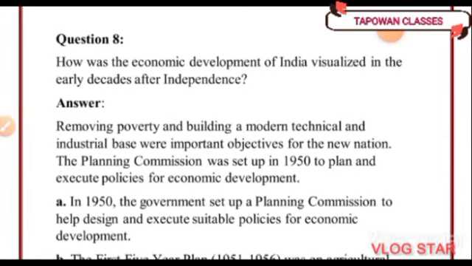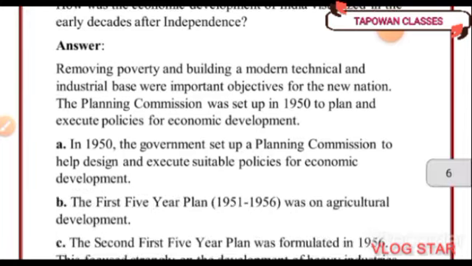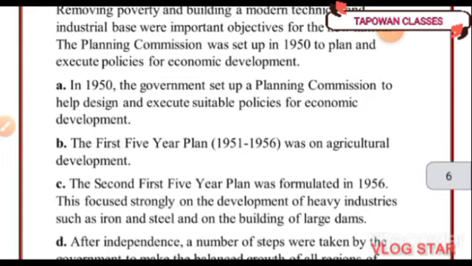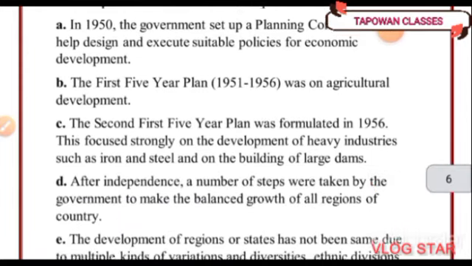Question number 8. How was the economic development of India visualized in the early decades after independence? Answer. Removing poverty and building a modern technical and industrial base were important objectives for the new nation. The Planning Commission was set up in 1950 to plan and execute policies for economic development. A. In 1950, the government set up a Planning Commission to help design and execute suitable policies for economic development.